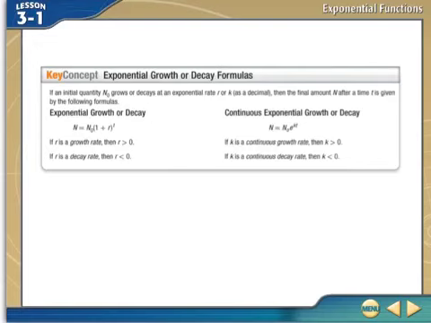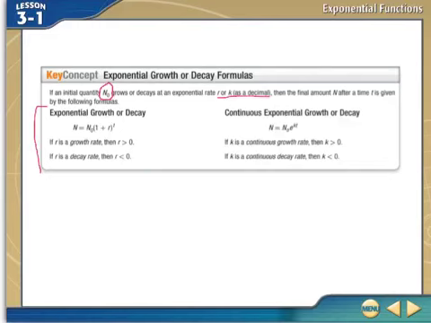discuss. If an initial quantity, n0, anything with a subscript or little zero next to it is called an initial amount or initial quantity. If that initial quantity grows or decays at an exponential rate r or k as a decimal, then the final amount n after time t is given by the following formulas.